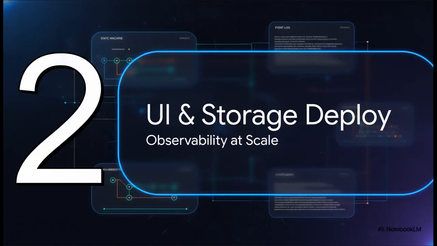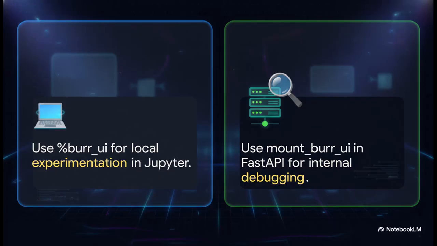Moving right along to Section 2, deploying the tracking UI and storage. Burr gives you incredible visibility, but how you deploy it definitely changes as you scale up. For local experimentation in a Jupyter or Colab notebook, you can just use the magic command %burrui. But for internal deployments, you can actually use mount_Burr UI to seamlessly embed the Burr UI right onto a FastAPI routing path. This gives you controlled debugging without having to spin up a completely separate server process.